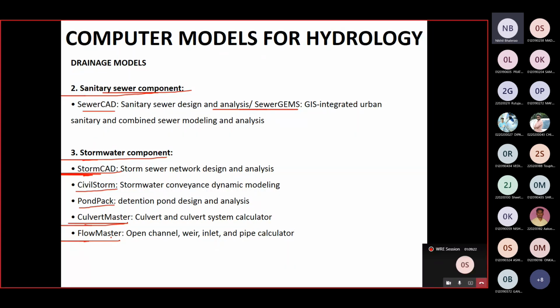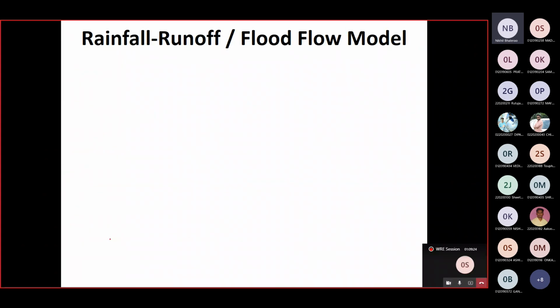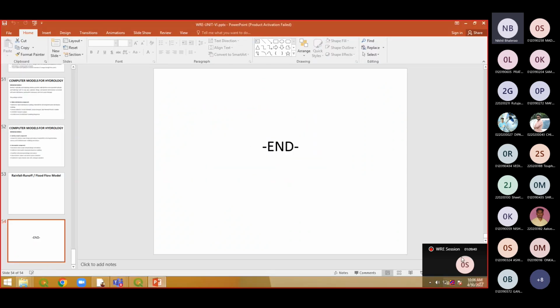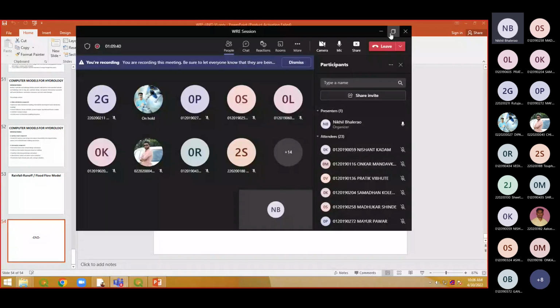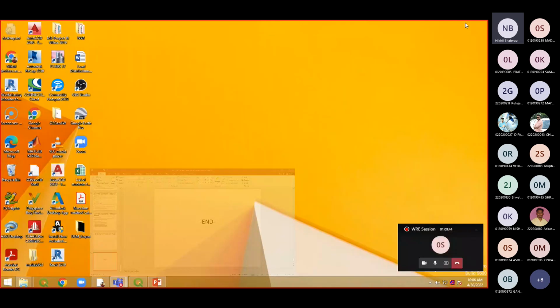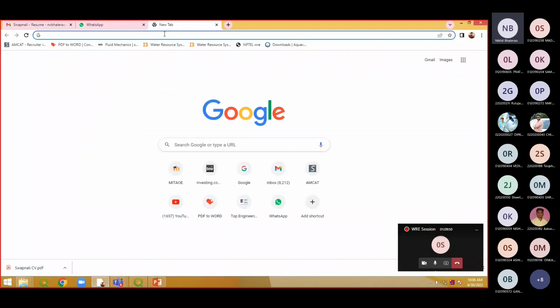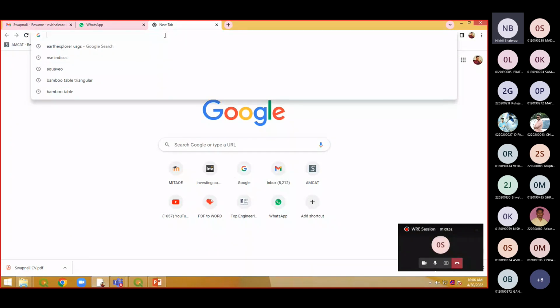Okay, now we are going to have the demonstration part related to the rainfall and runoff flood flow models. But before going to these rainfall runoff flood flow models, I'll have the demonstration about the free data sources which are available. Okay, I hope you guys are with me. I'm going to give you the free data source where you can download the remote sensing data. Okay, so please note this link.